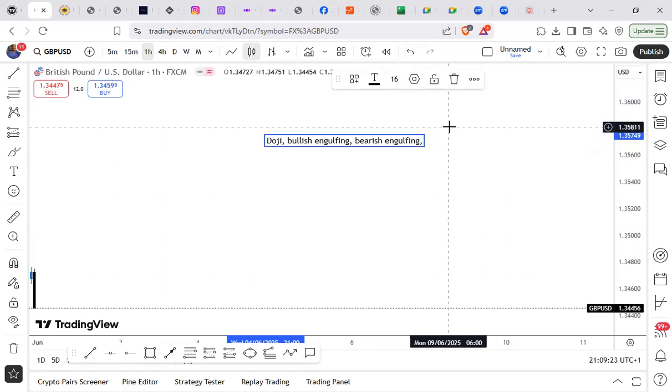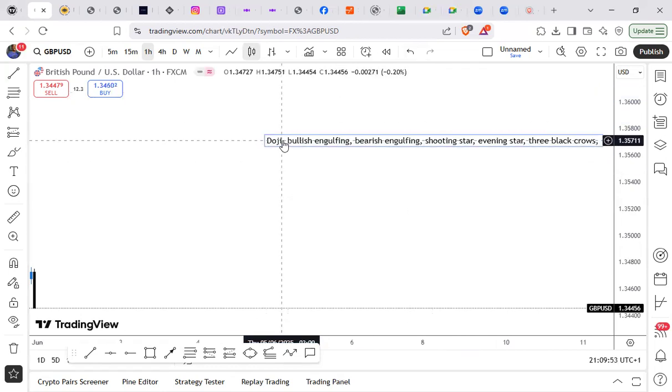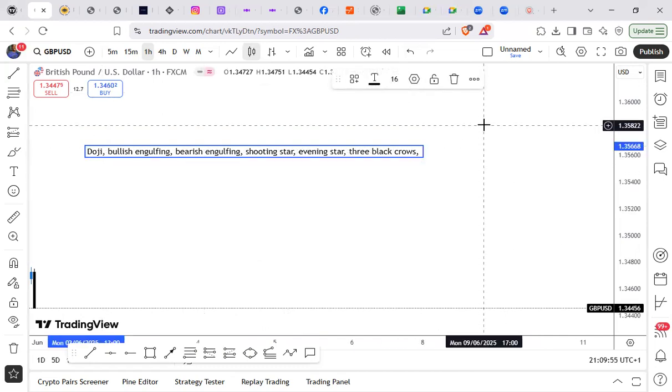Hope you guys can still see it, right? We have the shooting star. We have the evening star. We have three black crows. There are just a whole lot that we have. Anyway, there are just so many.